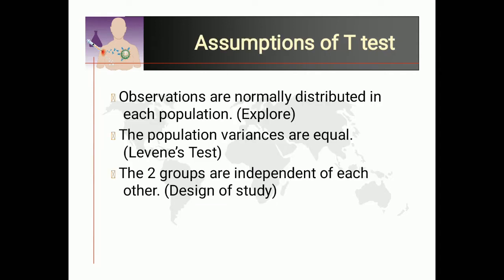Now, what are the assumptions of a t-test? Observations are normally distributed in each population, and the population variances are equal. This is tested by Levene's test. The two groups are independent of each other. These are the assumptions of the t-test.